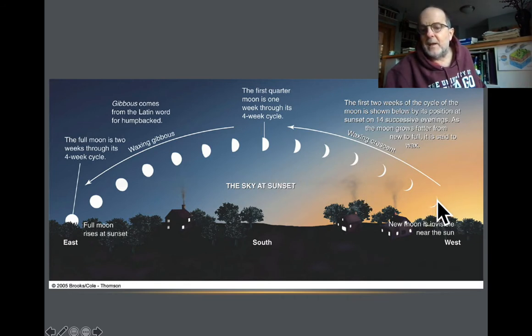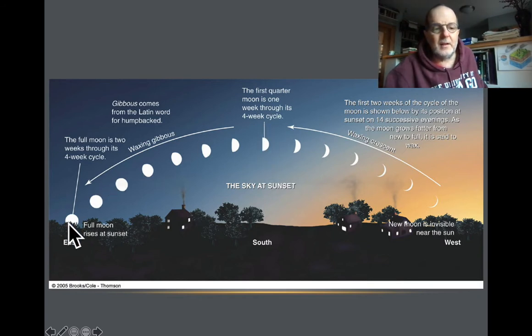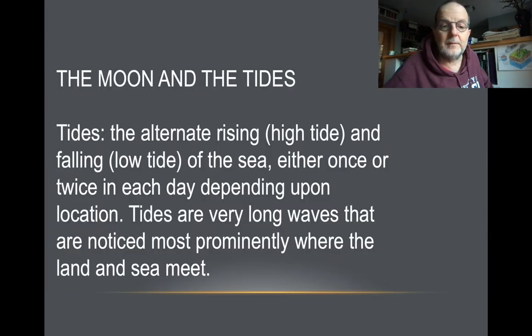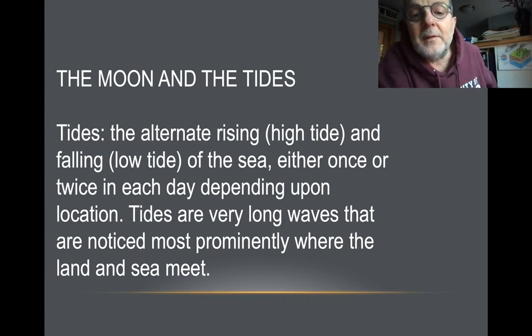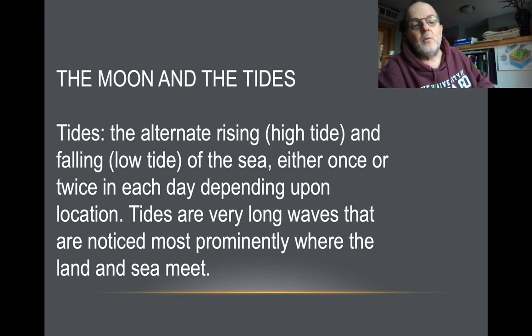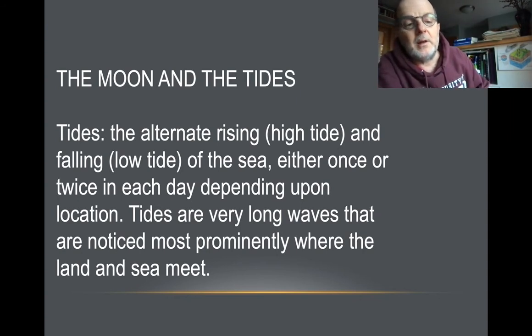Just before sunset, you can often see the waxing crescent, then getting bigger, then at sunset eventually a quarter moon, and then finally what we'll see next Thursday, if it's clear, a full moon rising as the sun sets. The moon and the tides are the alternate rising high tide and falling low tide of the sea, either once or twice each day depending on location.